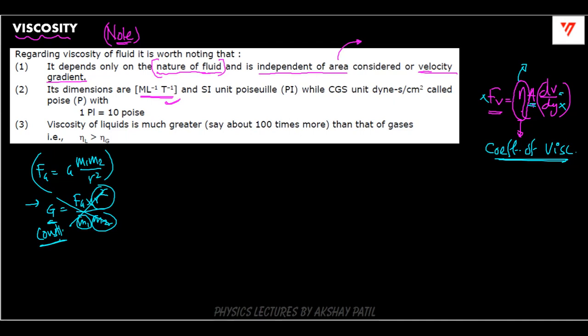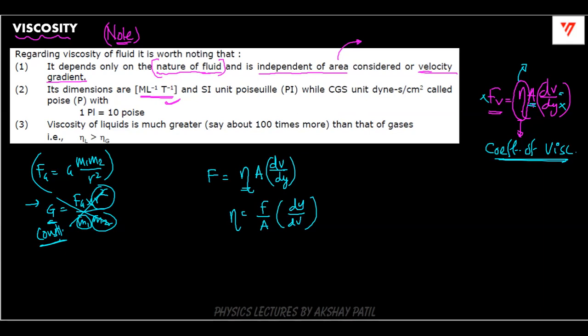Let's see how to do that. Let's say F is equal to eta A dv by dy. Now we need to find the dimensions or the unit of this eta. So I can write eta is equal to F upon A into dy by dv. It is the velocity gradient inverted. I have just reversed the order, so don't consider otherwise.